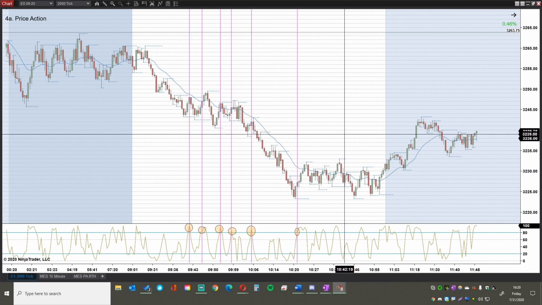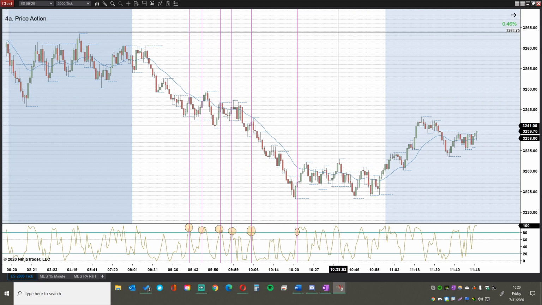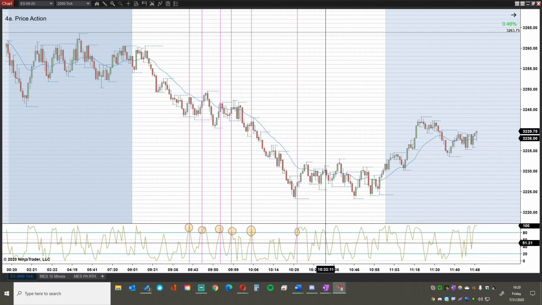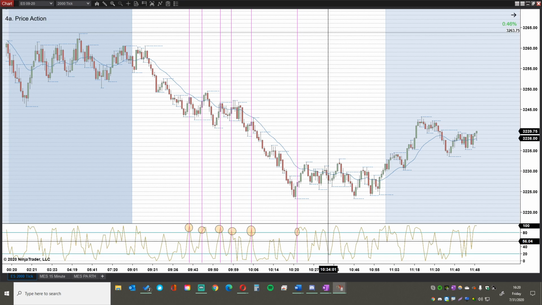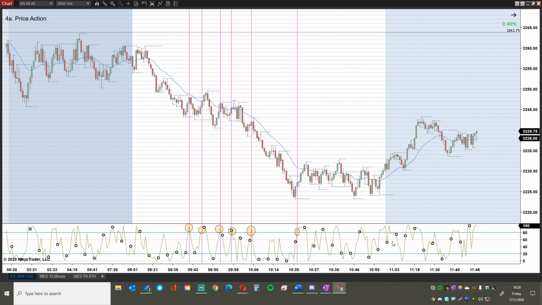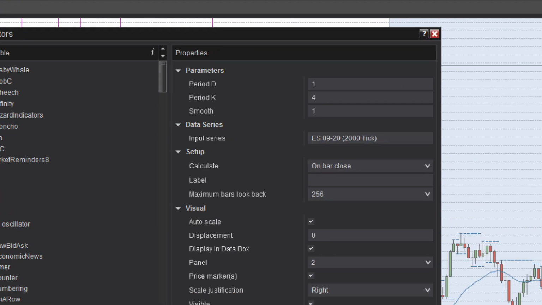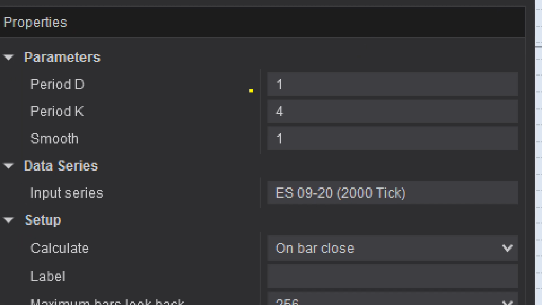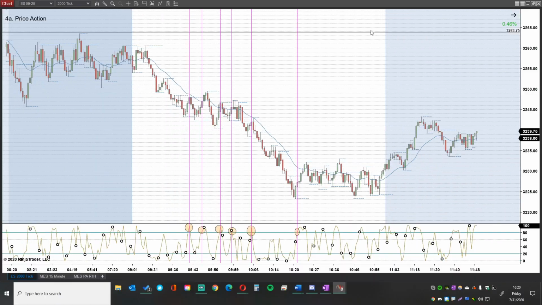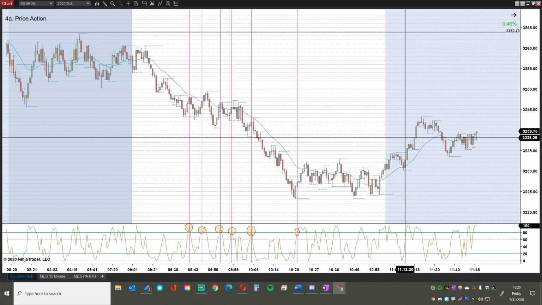So the indicator that I have marked up here, you can see all the different lines, and you probably know where this is going already, but this is a stochastics indicator. And the stochastics is set to a setting of 141. It's an extremely fast indicator in this case, with a period D being 1, period K being 4, and smooth being 1. And we don't want it smooth, that's why it's on a setting of 1, because we want this to respond very quickly when the market is breaking away.